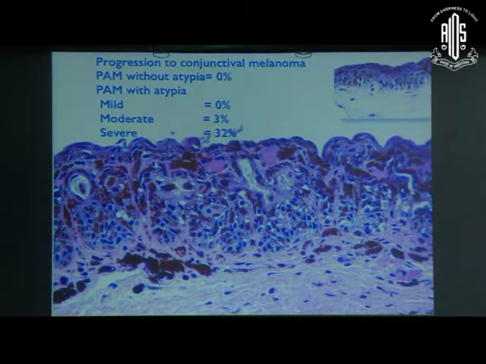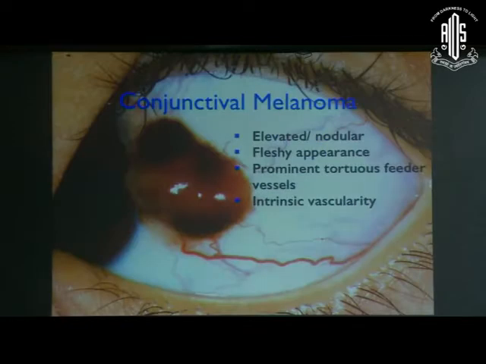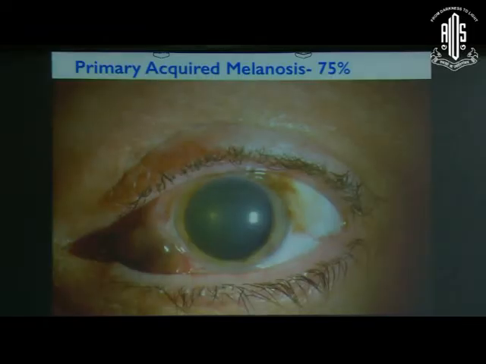I'm not going into this because Dr. Menon covered it already. Systemic association, yes, and there is a higher chance of conjunctival melanoma if they present with PAM and nevus. Usually it is elevated, nodular, very fleshy in appearance with prominent tortuous feeder vessels and intrinsic vascularity. They may not always be pigmented, especially in Caucasian races. They can be non-pigmented amelanotic conjunctival melanoma also.